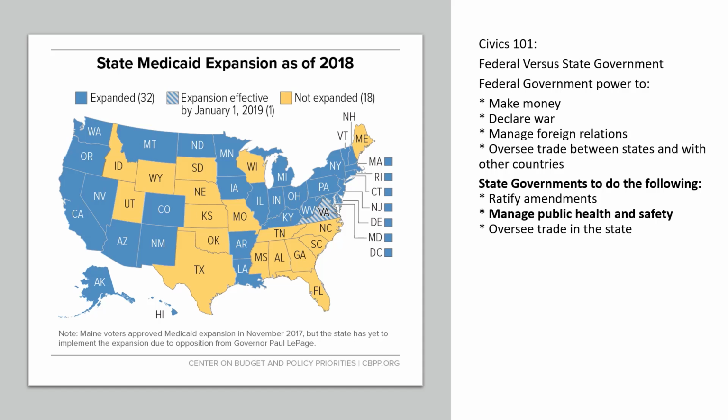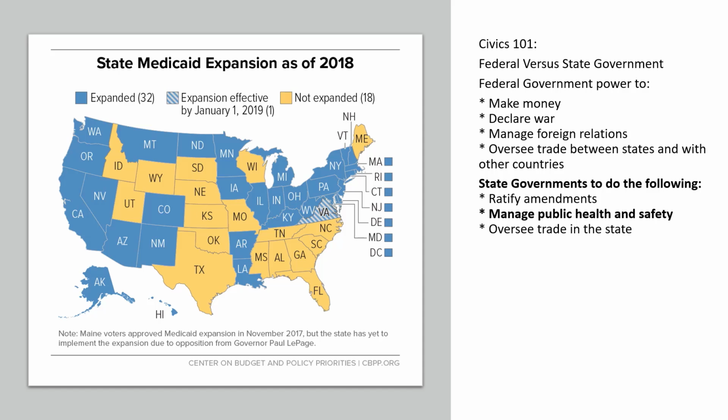Here's a little Civics 101. What does the federal government have the power to do, and what does the state government have the power to do? The federal government has the power to make money, to declare war, to manage foreign relations, and oversee trade between states and with other countries. Conversely, the state governments have the ability to ratify amendments and manage public health and safety, as well as oversee trade in their own state. So there is a dichotomy between state and federal government and what they can do.